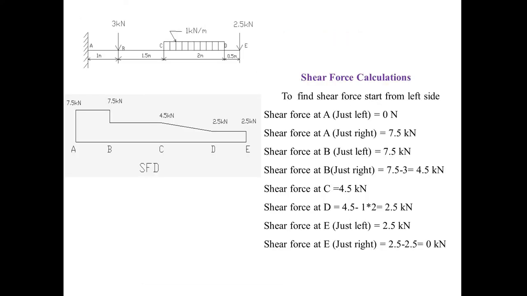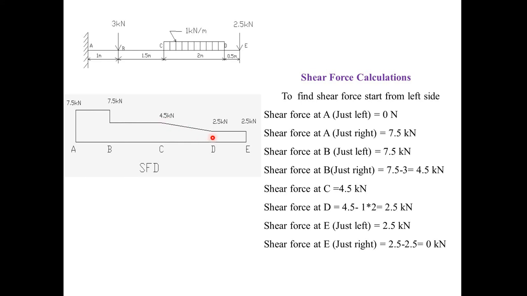So for getting the shear force diagram, mark all the values. So say 7.5, 7.5, 4.5. Just put down at the point B 7.5 and 4.5. At B there will be two values, 7.5 and 4.5. Then at C, the magnitude will remain constant, 4.5.